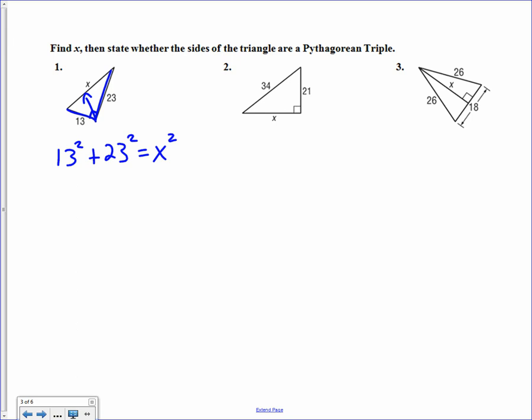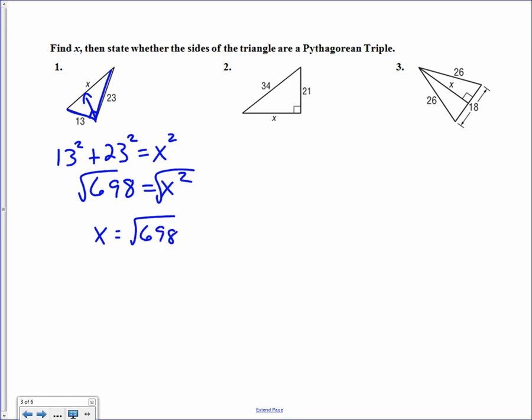Now, I don't really care what each of those are. I don't care what 13 squared is or 23 squared is by themselves. I really only care that they are 698 when you add them. Equals x squared, and we're going to take the square root of both sides and get x is the square root of 698.